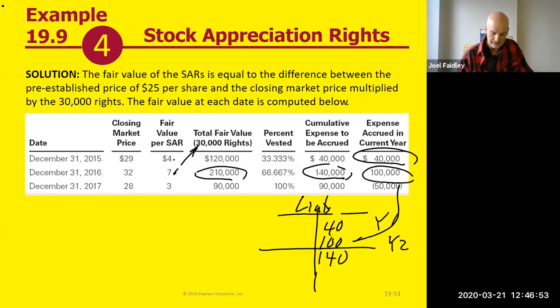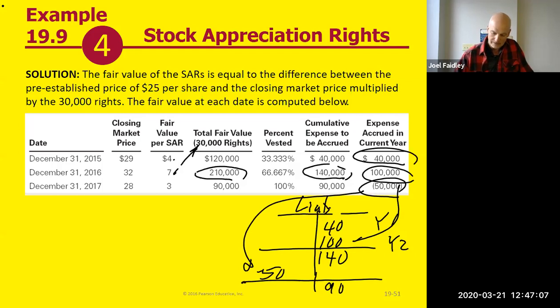Then when you get down to the end, how much am I going to pay out? 3 times 30, 90,000. So 90,000 is going to be my actual liability. So then I need to what? Remove 50 from my liability because I'm only going to pay 90. When I pay the 90, I'm going to what? Debit that to make it 0. And the credit is to cash. Very straightforward.